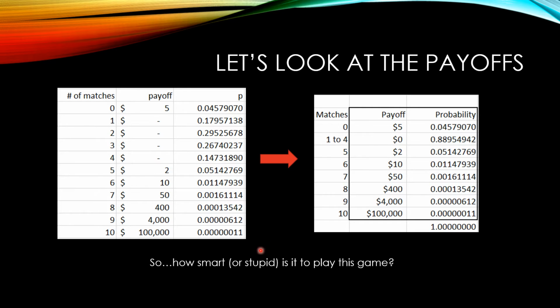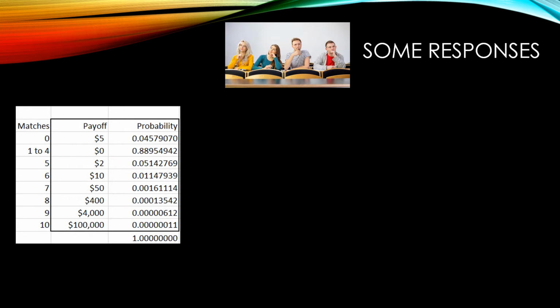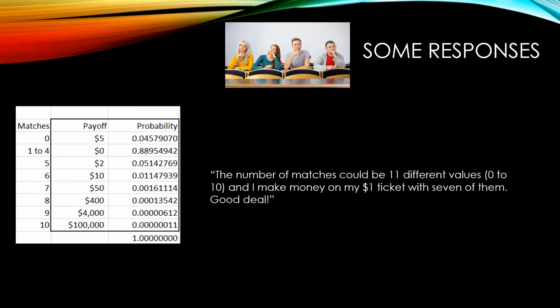So the question I want to look at is how smart, or stupid, is it to actually play this game? Well, there are some different ways that you could reason about it. One way you could say is this. The number of matches could be 11 different values, anything from 0 to 10, and I make money for my $1 ticket on 7 of those 11. That's a good deal. A second way to think about it would be the most common thing to happen is that I lose $1. That's a terrible deal.